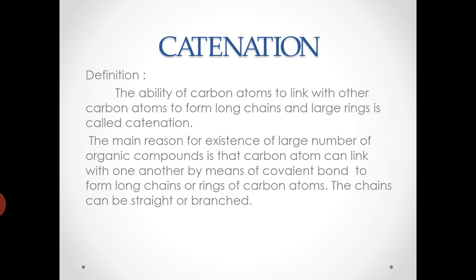So the first reason for having the large number of the organic compounds is the self-linking property of the carbon atom, and that is called catenation. That carbon atom links with other carbon atoms and it forms long rings or long chains, and this property is called catenation.